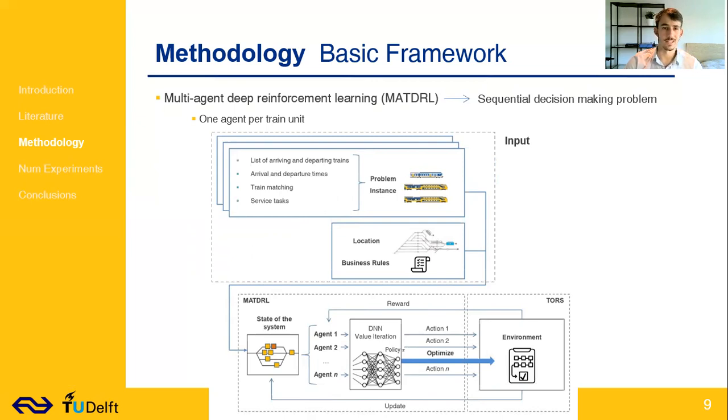They consist of lists of arriving and departing trains, arriving and departing times, train matching, and service tasks. Besides, we have our location and the business rules or constraints of the problem. All this fits the state of the system. So we have a set of agents that access a neural network and perform an action based on a policy, perform the action in the environment, and the state will get updated after that.